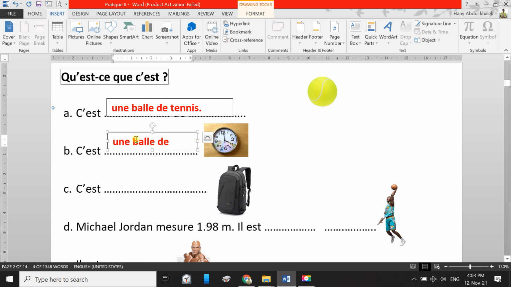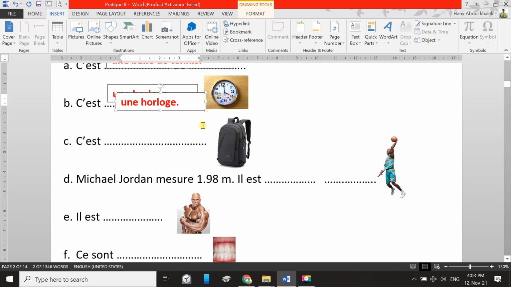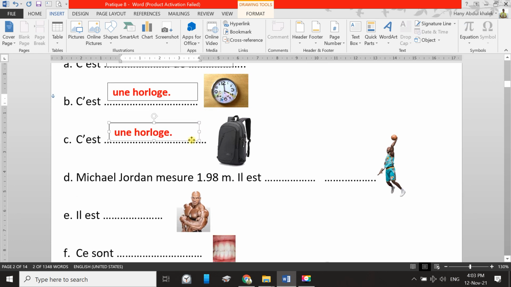Here we say c'est une horloge. It's a clock. Horloge. C'est une horloge. So again here next, this is a school bag, or you can say this is a backpack. Okay, we say in French un sac à dos. Un sac, here it means a bag.